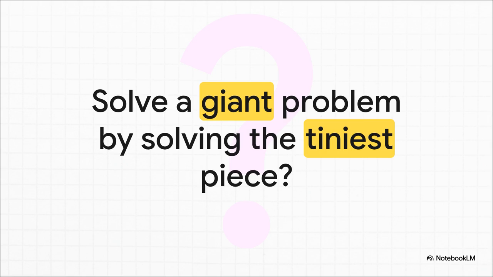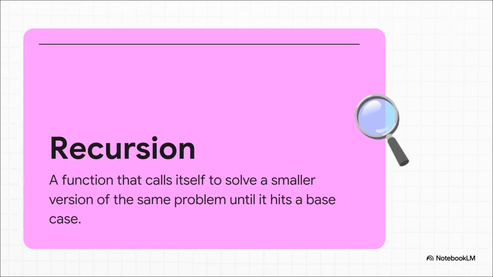You know those Russian nesting dolls? Think about that. To open the whole set, you open the biggest doll, and inside is a smaller, identical one. You just keep doing that until you hit that tiny little doll in the middle that won't open. That's your stop sign. In programming, we call that the base case. So a recursive function is basically a function that calls itself over and over until it finally hits that one condition that tells it to stop.